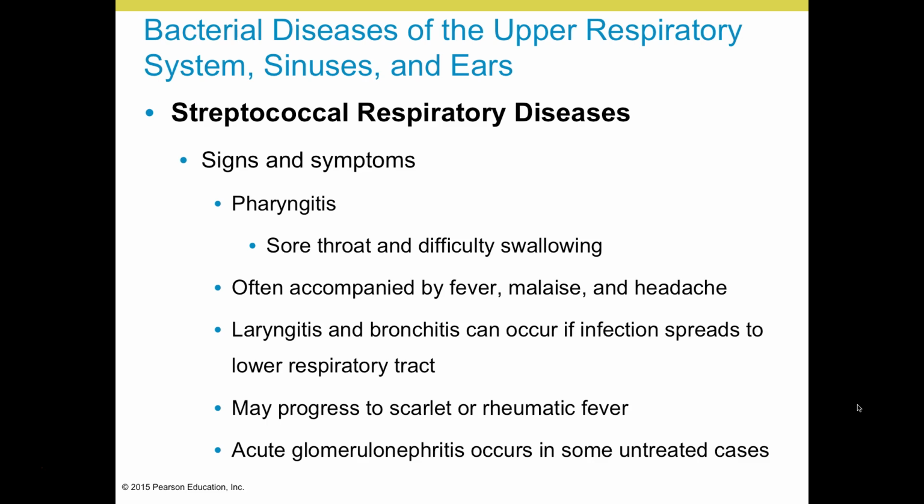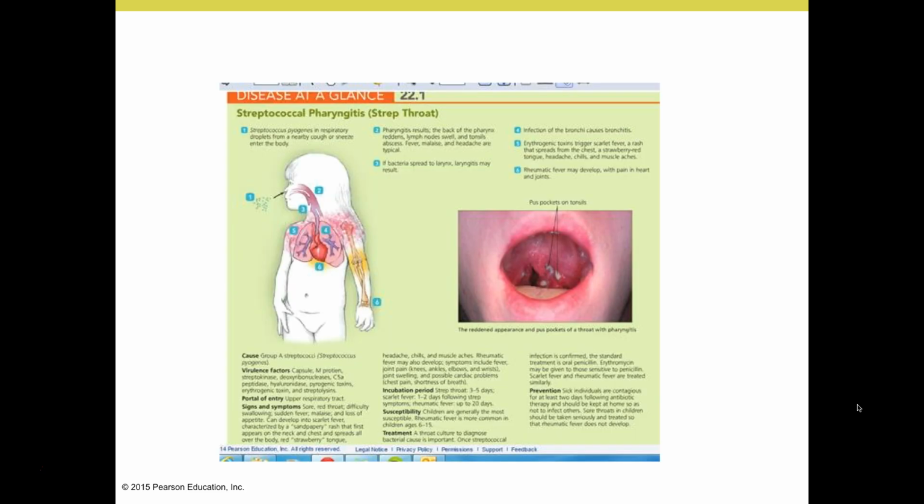One of them causes pharyngitis, which is your sore throat. And it is often accompanied with fever, malaise, and headache. Laryngitis and bronchitis can occur if this spreads to the lower respiratory tract. It can even get to rheumatic fever or scarlet fever. And it can even go to your kidneys and give you glomerulonephritis. And when the doctor examines the patient, they look for the pus pockets in the inner mouth, in the throat.